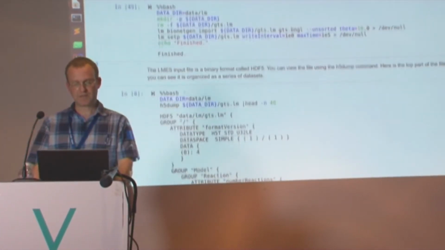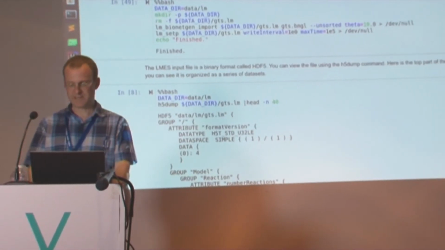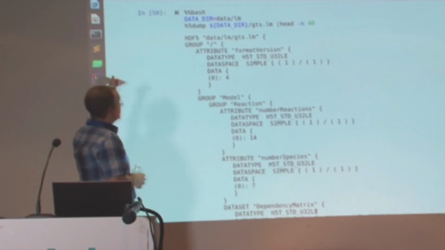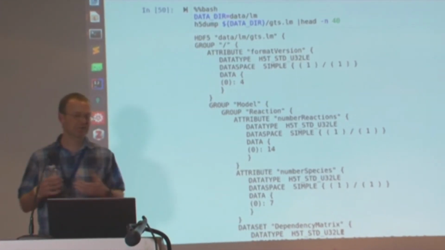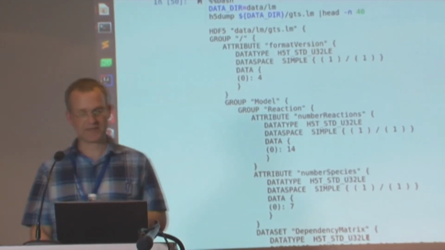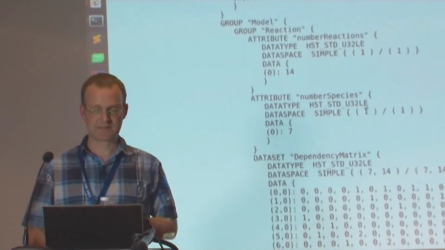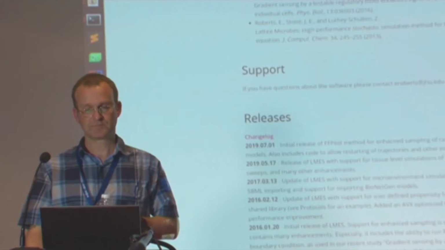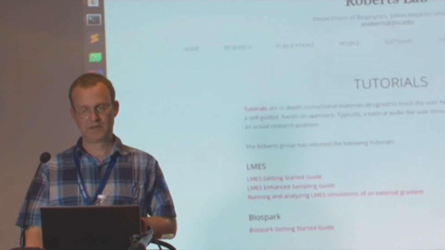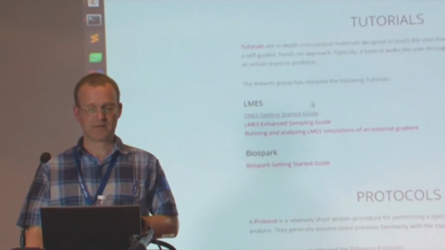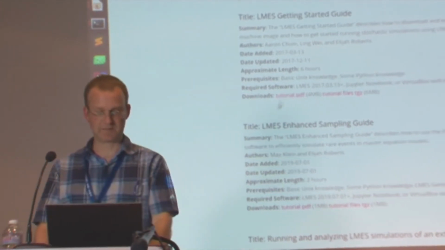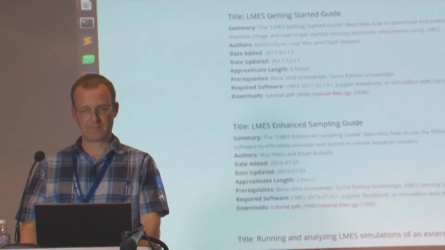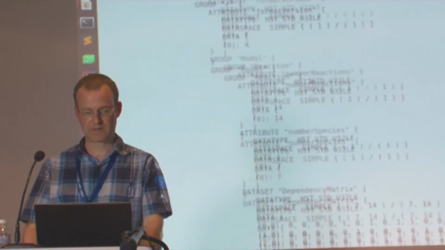It's really hard to organize everything in just one big text file. So we use these files called HDF5, which let you store binary data. It stores essentially a lot of matrices and things in here. If you want to see any more of this, the user guide for LMES, which is here in the tutorial section, has all the details about what these matrices mean and how to specify them and things like that.